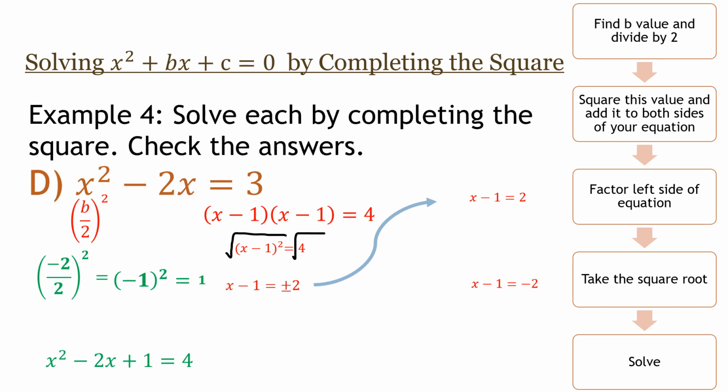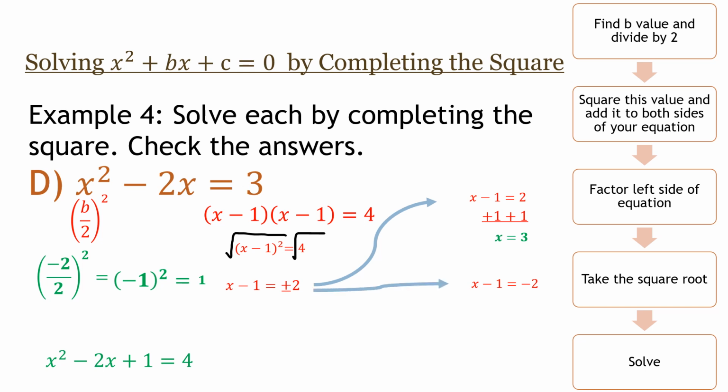For the top one, x minus 1 equals 2, I have to use the inverse operation of subtraction, which is to add 1 to both sides. That cancels the negative 1 on the left, but on the right, I have 2 plus 1, which would give me 3. So one of my solutions is x equals 3.